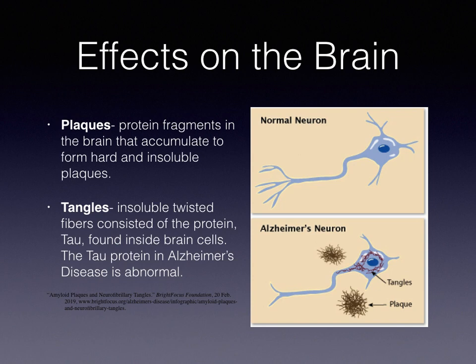Effects on the brain. Plaques. Beta amyloid is a leftover fragment of a larger protein. When these fragments cluster together, they appear to have a toxic effect on neurons and disrupt cell-to-cell communication. These clusters form larger deposits called amyloid plaques.